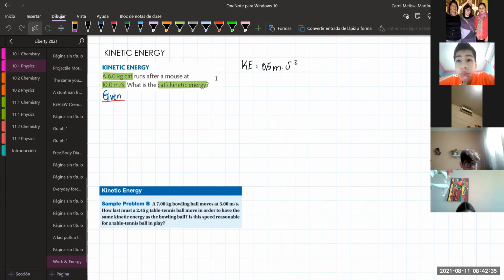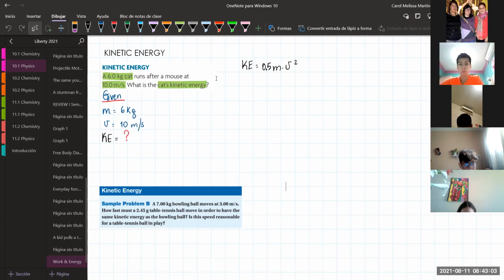So we're going to list the givens. We know the mass of the cat, which is 6 kilograms. We know its speed, that is 10 meters over second. And we know that we need to find the kinetic energy. This one, we don't know it. That's why it is unknown. And we need to work with this formula.